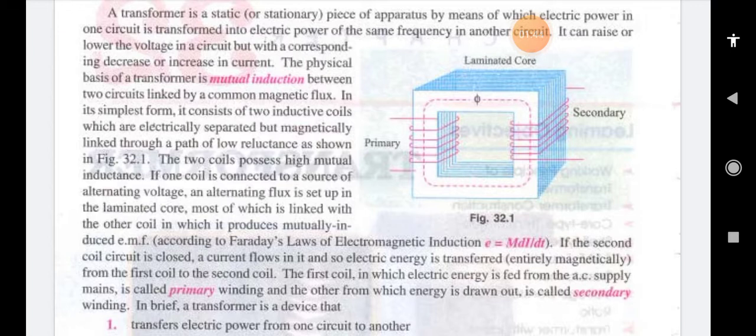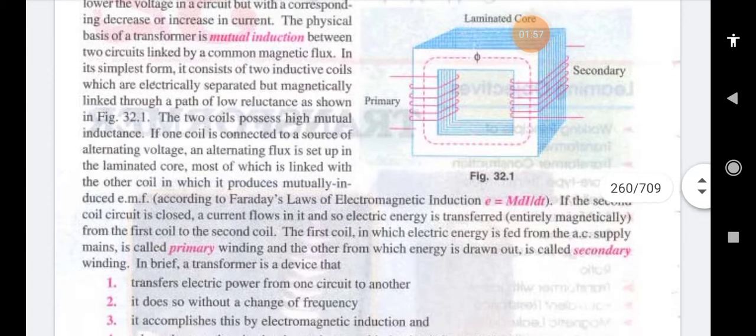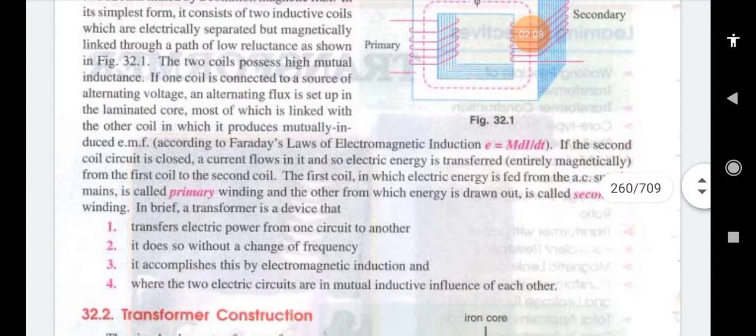Now this path provides two things. First of all, mechanical strength, and then of course the path for the flux. In its simplest form, it consists of two inductive coils which are generally separated electrically but magnetically linked through a path of low reluctance. The two coils possess high mutual inductance.